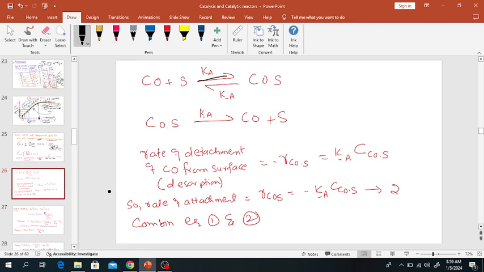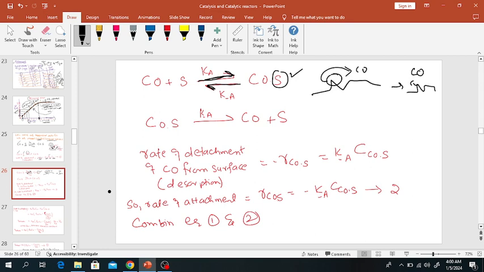So this is the adsorption. Here this arrow shows the adsorption of carbon monoxide, and this arrow shows the desorption of carbon monoxide from the active site. In equation number 1 we have obtained the rate of adsorption. Now we will discuss the rate of desorption of carbon monoxide from this active site. It is adsorbed, and now it is desorbing from the active site.